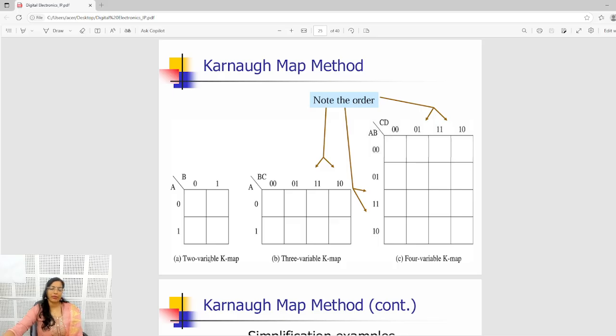Coming to the next method of Boolean simplification, Karnaugh map or the K-map. In this, we can see the first one is a 2-variable K-map, the second one is a 3-variable K-map, and the third diagrammatic representation is a 4-variable K-map. Note the order, that is why I've highlighted this. This is important because your answers would depend on this order.